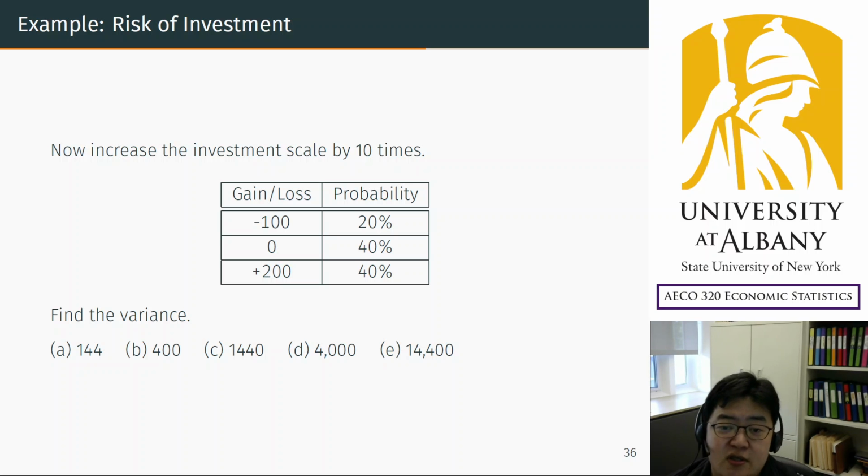Okay, so continued from the previous example, we are going to consider the same investment. Forget about the commission, forget about the fee, but instead we are going to scale up the investment by 10 times, like buying 10 times more assets, right? So minus $10 becomes minus 100, and $20 becomes $200. So the probability is the same, but the outcomes are multiplied by 10.